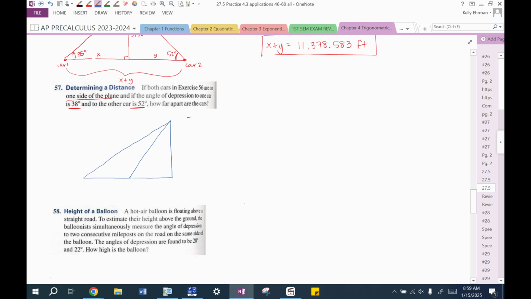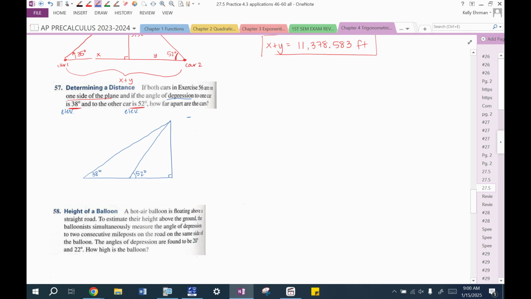Now here, your angle placement matters because the angles of, I know this says depression, but remember, you can draw these as angles of elevation as well. So the angle of elevation that's higher has to be the one that's closer to the plane, because if you're closer, you're going to have to look up higher to see the plane. And so the 38 has to go out here.